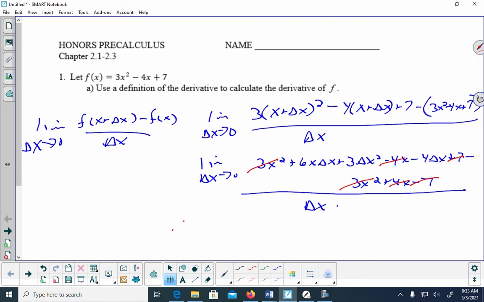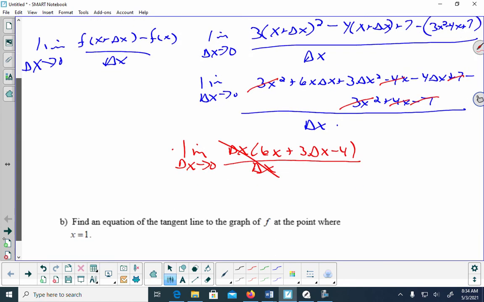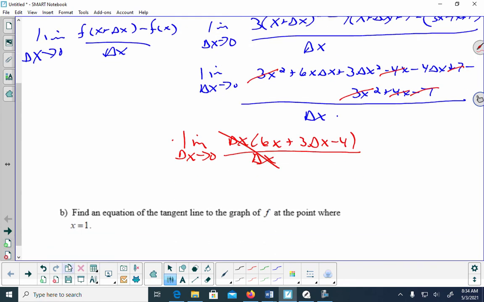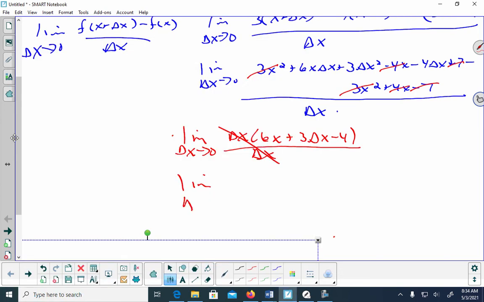Then if I did it right, everything that does not have a delta x will simplify. And I'm going to be able to factor out a delta x with what is left. So I'm going to factor out the delta x, and I will have 6x plus 3 delta x minus 4, and this is all over delta x. Now I can show that the delta x's simplify, still taking the limit as delta x approaches 0. And I will have 6x plus 3 times 0 minus 4. So my final answer, which is my derivative, is going to be 6x minus 4. Once I substitute that delta x in for 0, I no longer have to write the limit.